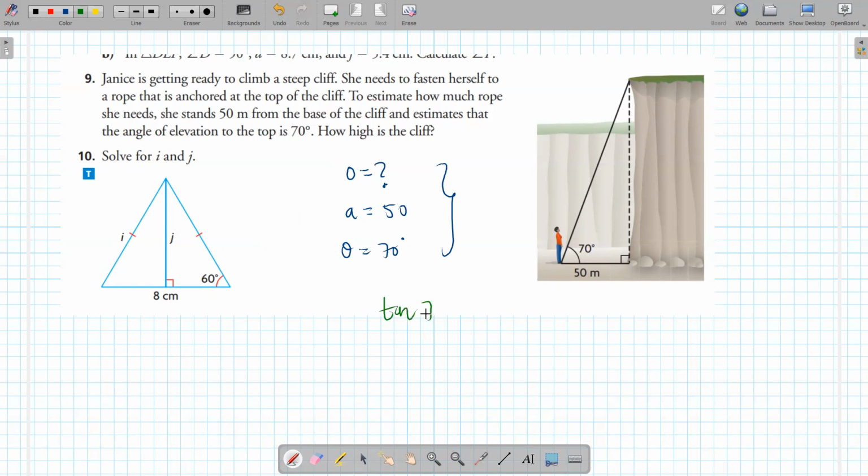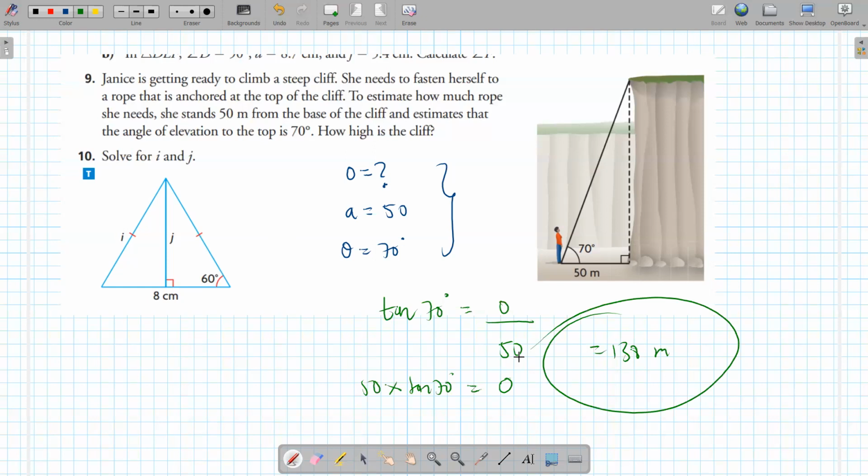That's just tan 70 is equal to the opposite, which is the height, divided by the adjacent. So therefore, the opposite side is going to be 50 times tan 70, and you just plug that in. It's not going to be a whole number, but it shouldn't really matter. So the answer is 138 meters, and you're done. That is all.